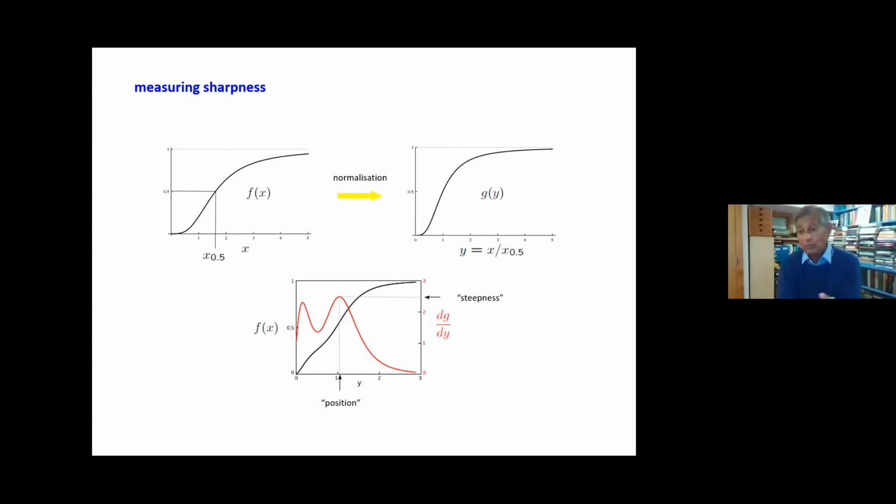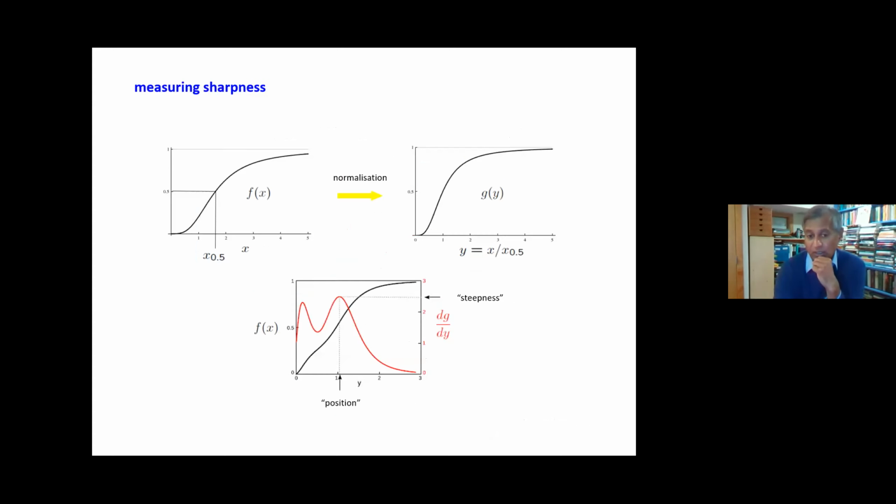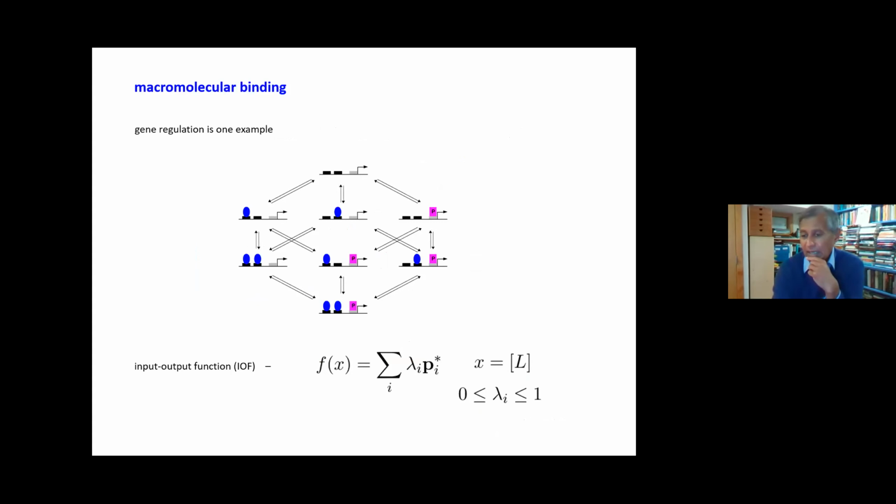Okay, so now what I'm going to show you is a plot of position and steepness. This next slide, I'm afraid, is a little heavy, so bear with me and I'll try to explain what's going on here. What you see in the center there is a plot of normalized position and normalized steepness. It's for a particular model. It's basically the model I showed you on this slide, except now there are 6 binding sites, plus a site for polymerase. So we were thinking about gene regulation here.